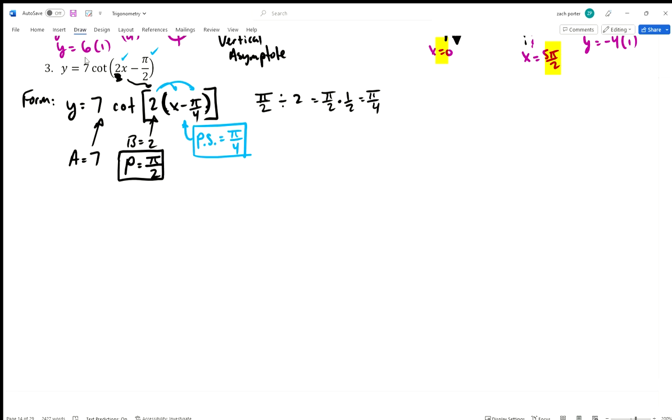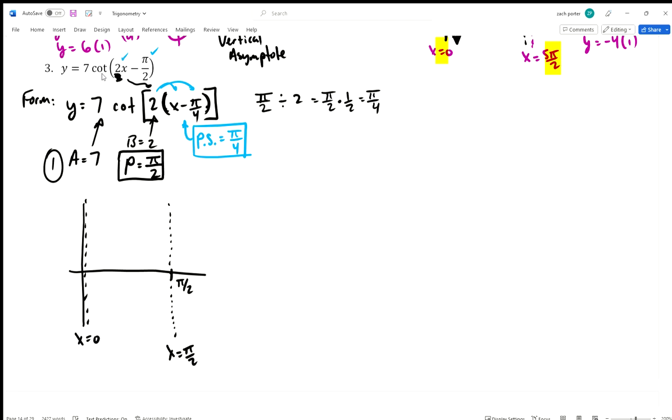We'll still graph these first in the black ink, and then afterwards apply the phase shift. So we'll make a generic cotangent curve. I've got my asymptote at x equals 0. The a value is positive, so I know how the shape will go, but let's get our other asymptote. The other asymptote is at x equals pi halves, and we can mark it on the x-axis as well. Then let's get our midpoint between those two asymptotes, and then we'll draw in our cotangent curve from up above downward.